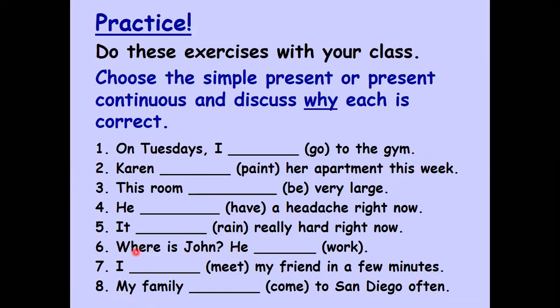Okay, ing in progress. In a few minutes, when we refer to the approximate future, a close future, we may add both ing or simple present. I meet my friend, or I am meeting my friend in a few minutes. And then often, when we have this word, often, the simple present, my family comes to Santiago often. Family is like people. It's a plural noun. So my family come.